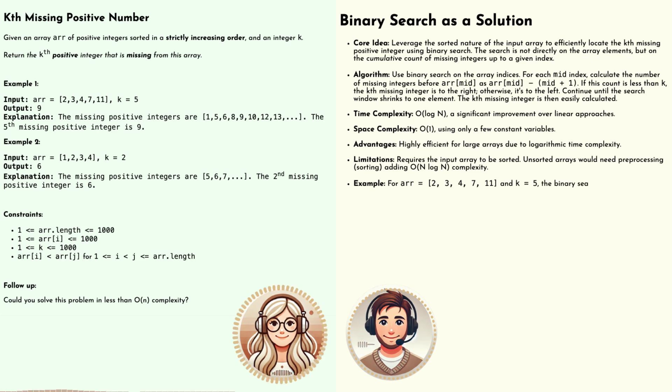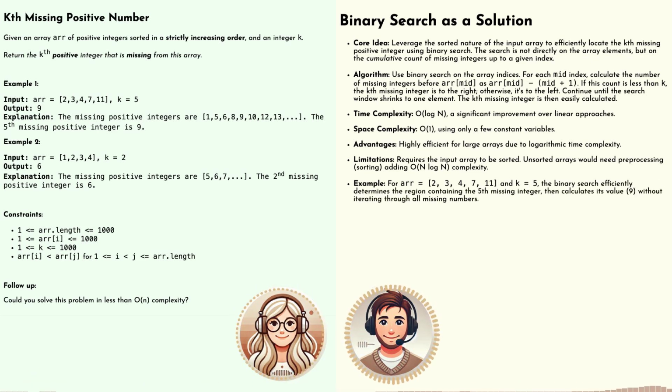But how can we adapt it to this problem? Binary search is usually for finding a specific value, not a missing position. That's the challenge. We need to find a way to use binary search to pinpoint where the Kth missing integer should be, even though we don't know its value. This is where it gets interesting. So how do we do that? Well, that's what we're going to dive into next.